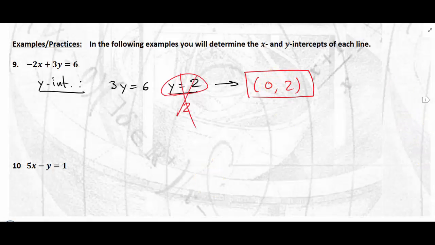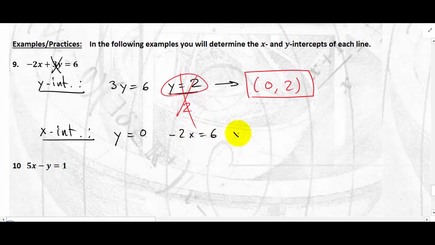Let's get the x-intercept. How do you find the x-intercept? Well, you make y equal to 0. And what do you have? If y is 0, you're left with -2x equals 6. So x equals -3. And so your x-intercept is (-3, 0).